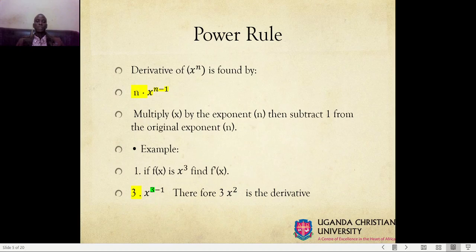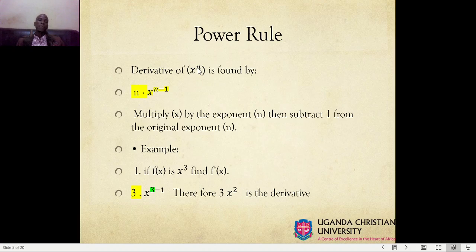The power rule. The derivative of x to the power n is found by multiplying by the power or the exponent, and then you subtract 1 from the original exponent or power. That's the power rule. You multiply by the exponent, and then you subtract 1 from the original exponent.